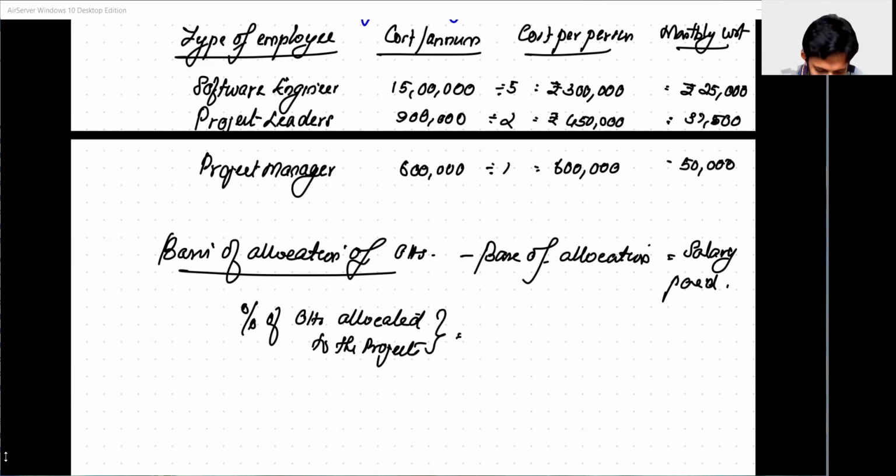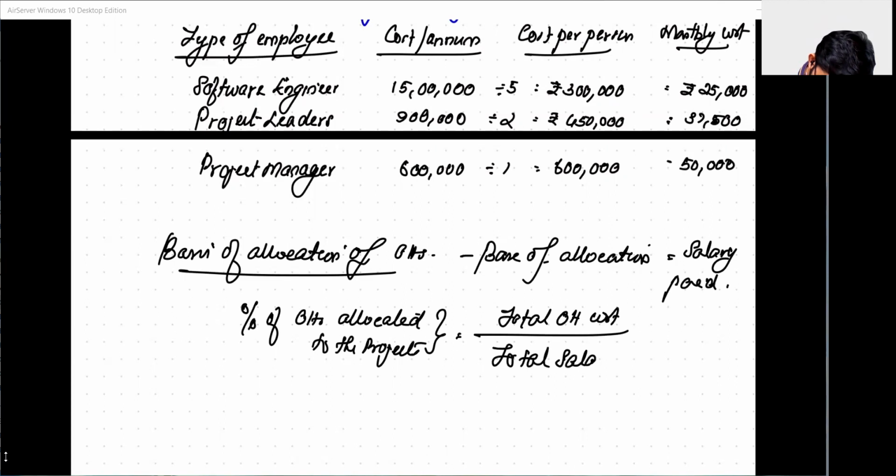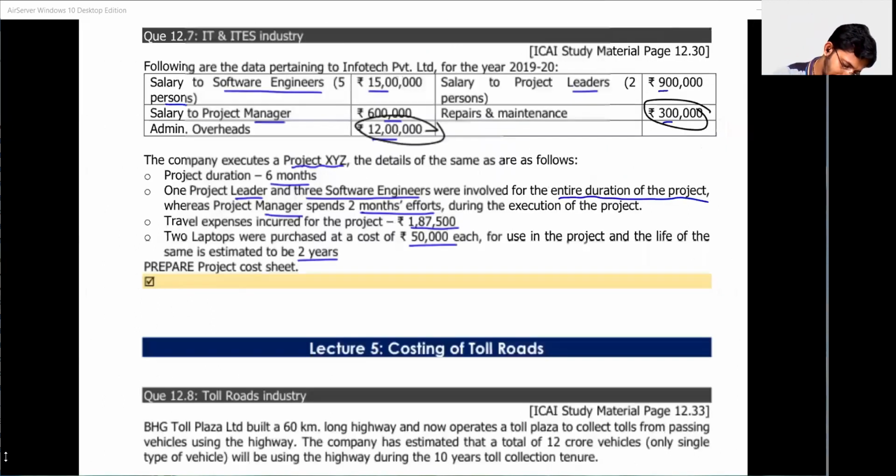What do you see? Total overheads divided by total salary cost. Let's see what is the proportion. On this proportion, you have to apply this proportion on the salary cost that is incurred for a particular project. So that will give you the overhead that needs to be allocated to that particular project. Now total overhead here is repairs and maintenance, 3 lakh. And the overheads that is allocated is how much? 12 lakhs.